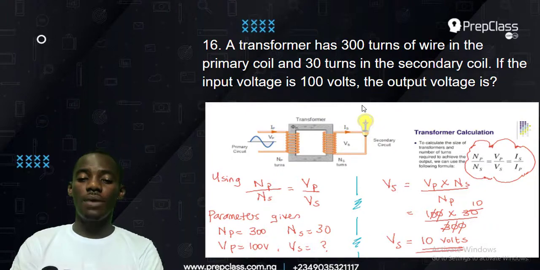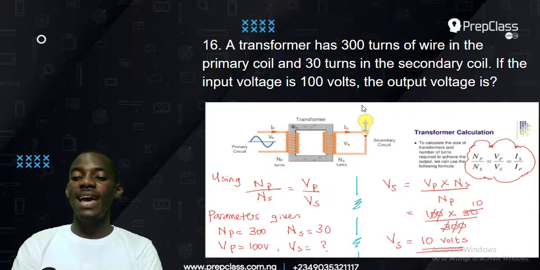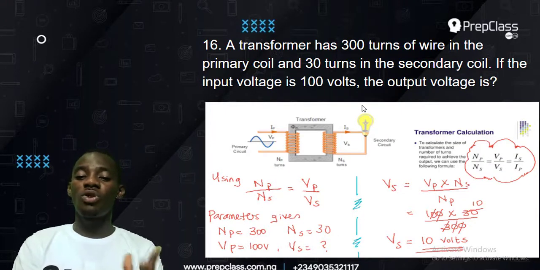So we have primary turns as 300 and secondary turns as 30. I have my parameters there. Then primary voltage is 100 volts and my secondary voltage is not given. So I'll make the secondary voltage the subject of the formula by cross multiplying and dividing both sides by NP. I'll have secondary voltage VS equals VP times NS over NP. That is primary voltage times secondary turns over primary turns. So my primary voltage given in the question is 100 volts times my secondary turns, which is 30, over my primary turns, which is 300.